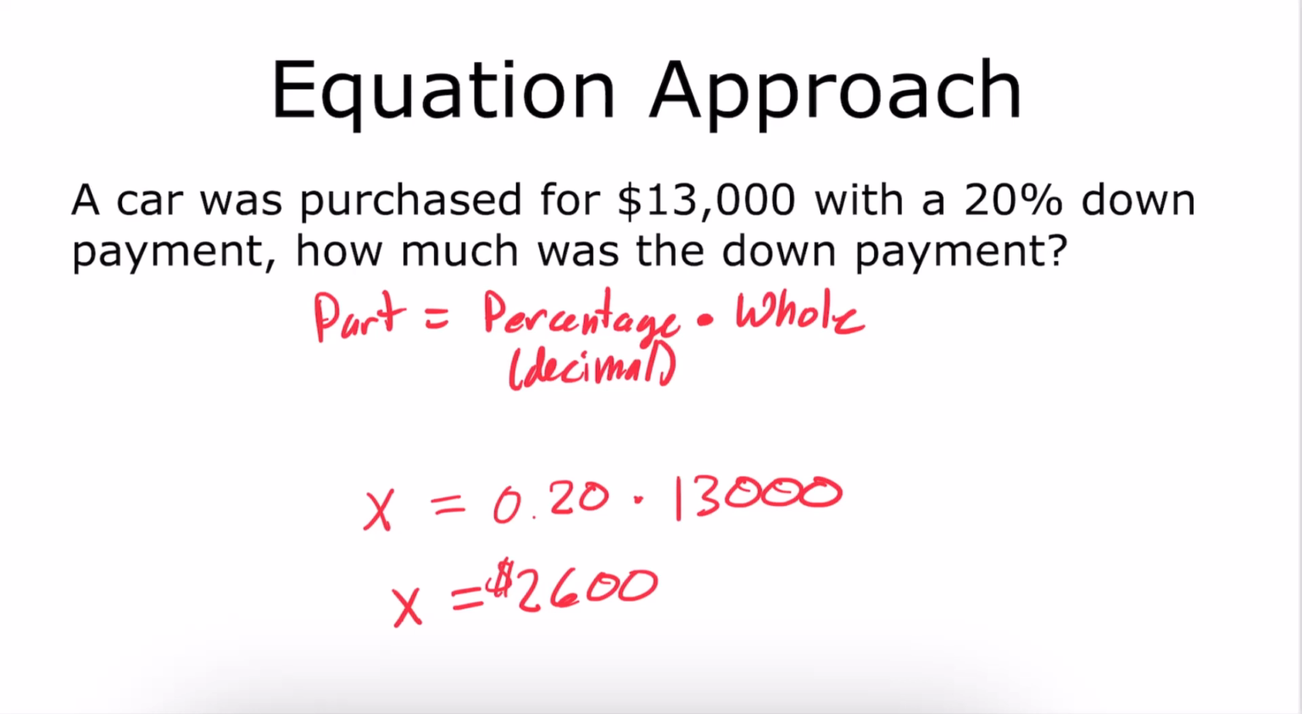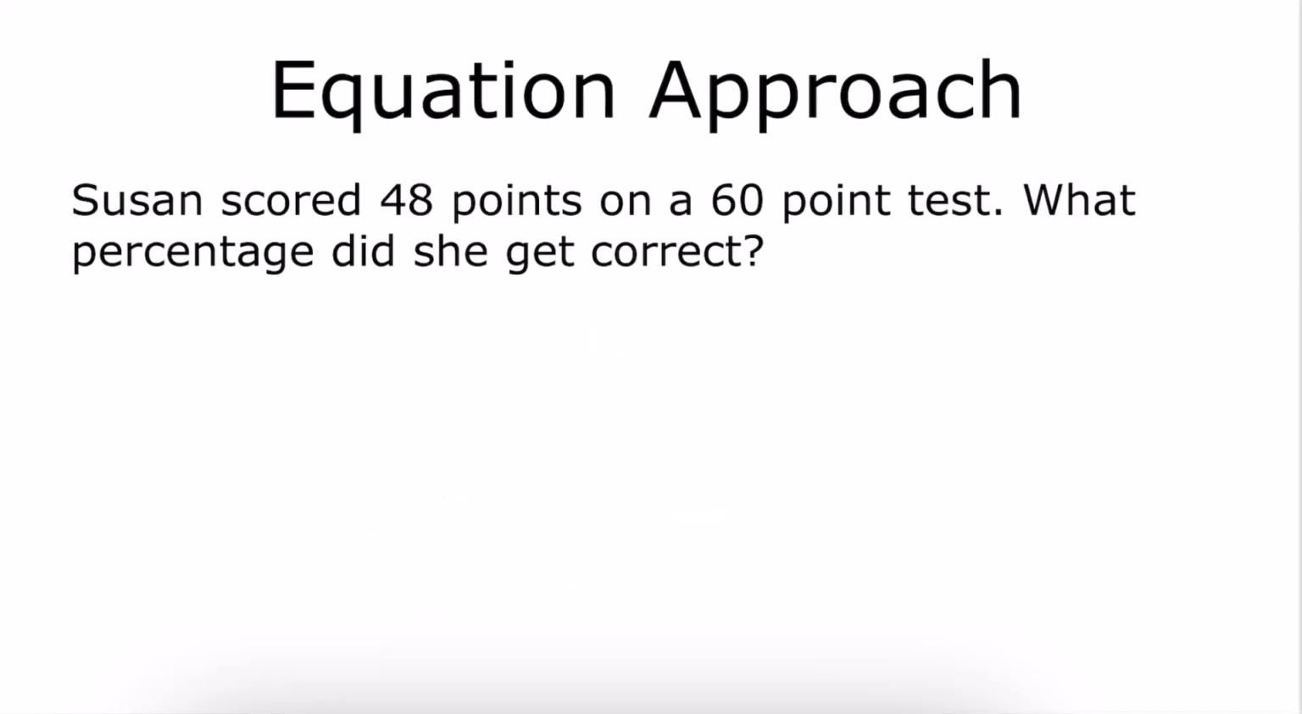If you wanted to use the equation approach in this case, we would say, okay, well, the part, which is 48 points in this case, equals the percentage, which we don't know yet, times 60. So to find out what the percentage is, you would divide both sides by 60, and you would get x equals 48 over 60. If you type that into your calculator or do long division with it, 48 divided by 60 is 0.8, which is what x is.